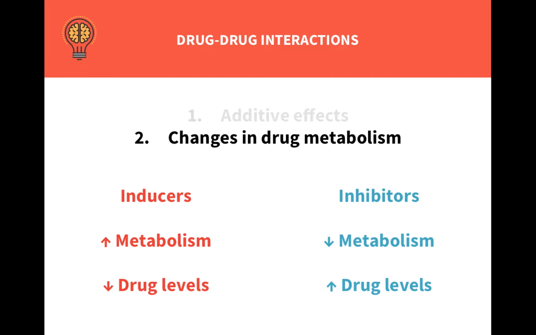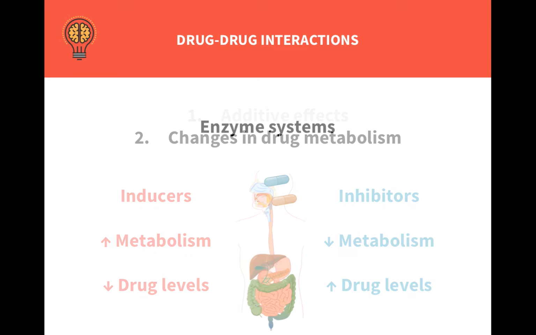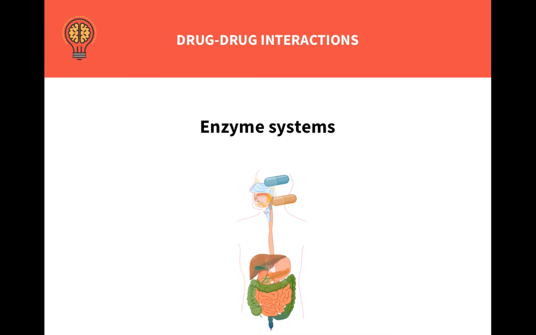An inducer will speed up clearance of a drug from the bloodstream, leading to an overall net decrease in drug levels, while an inhibitor will slow down clearance of a drug, resulting in an overall net increase in drug levels. Where it gets complicated is the fact that there's not just a single enzyme system in the liver that is responsible for metabolizing drugs. Rather, there are dozens, each going by seemingly arbitrary and difficult to remember subnames like 2D6, 3A4, 1A2, 2B6, and so on.